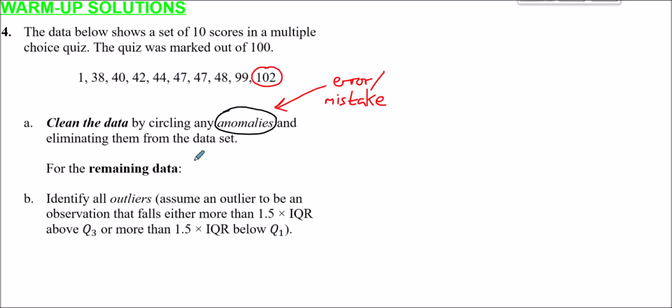So the cleaned data is now all the data values that remain which weren't anomalies. So we just rewrite everything here. In fact, you could have just scribbled this one off for speed. But I'm going to rewrite everything here apart from the anomaly, being sure to write both 47s.